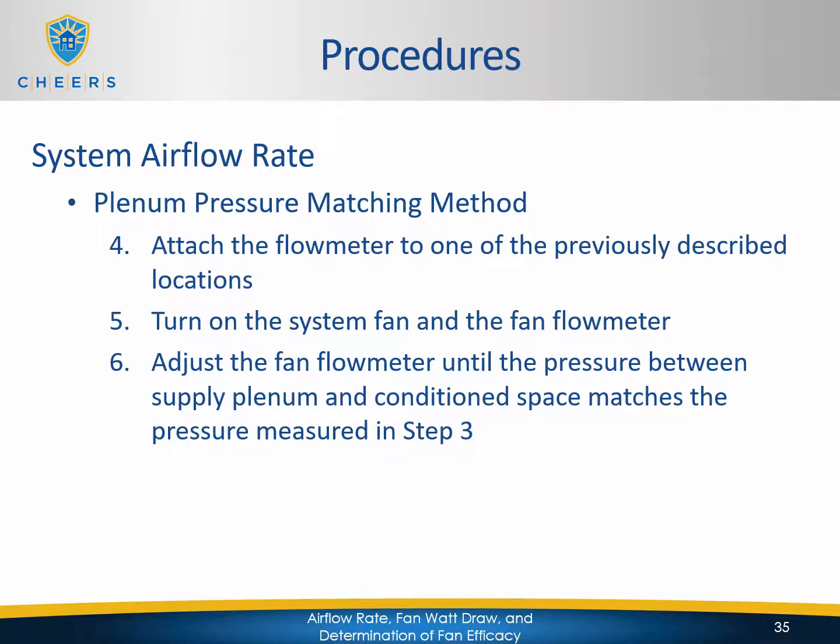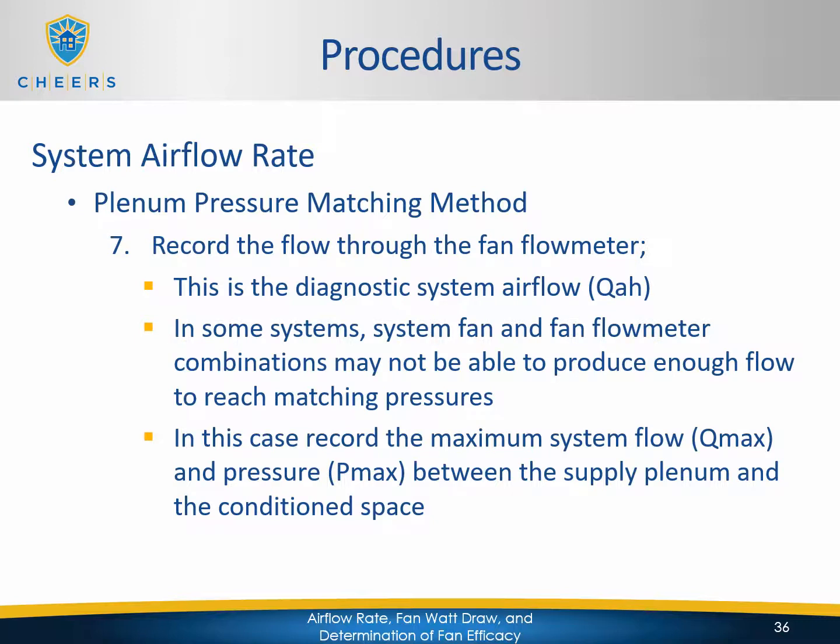Attach the flow meter to one of the previously described locations. You want to turn on the fan flow meter, and adjust it until the pressure between the supply plenum and the conditioned space matches the pressure measured in step 3. So you're equalizing the pressure between the fan flow meter and the actual system. Then you'll record the flow through the fan flow meter. This is the diagnostic system airflow, or QAH, in the equation that you'll see in the next slide.